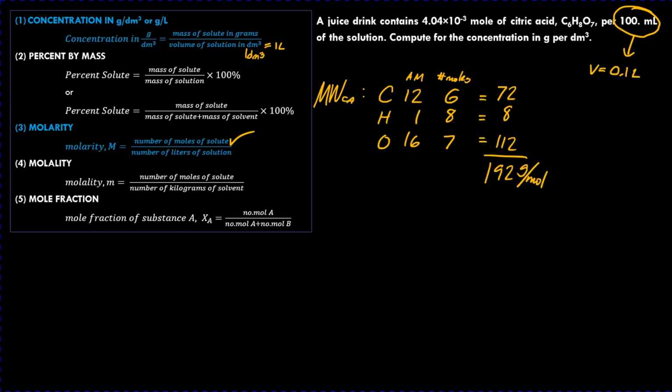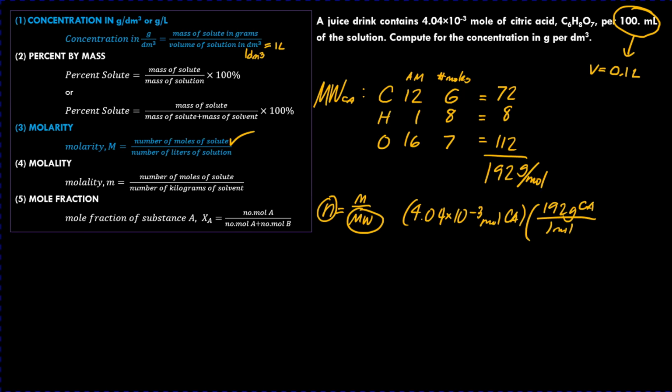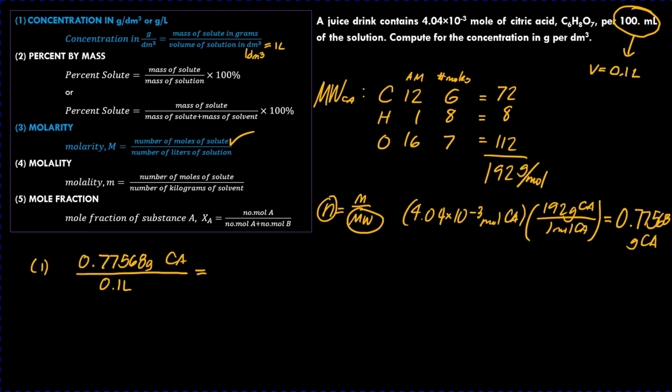So here, to convert into mass, we can use this equation. We want to obtain mass, so we have to multiply the moles by the molecular weight. Transposing it here, the moles is 4.04 moles of citric acid, times the molecular weight: grams of citric acid over 1 mole of citric acid. So 1 mole of citric acid has a mass of 192 grams. The mass is 0.77568 grams. Alright, so this is the concentration in grams per liter.